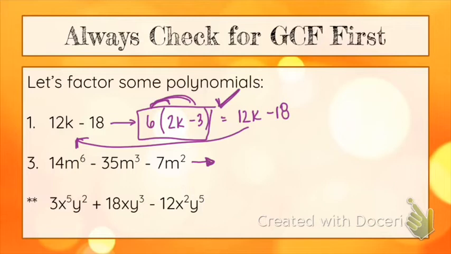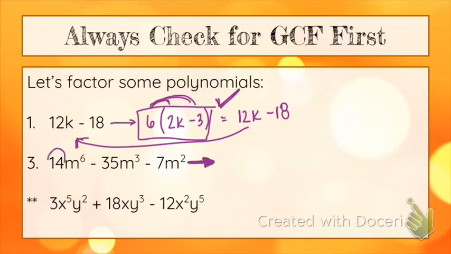So let's look at this. The question is not to find the greatest common factor. We're not just finding a greatest common factor. We're trying to factor this polynomial. And when we factor polynomials, we're trying to find things we can multiply together. So smaller things we can multiply together to get the big polynomial. So to do that, we're going to pull out the greatest common factor.